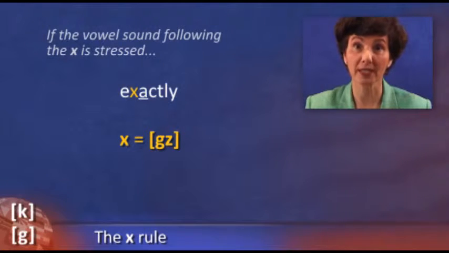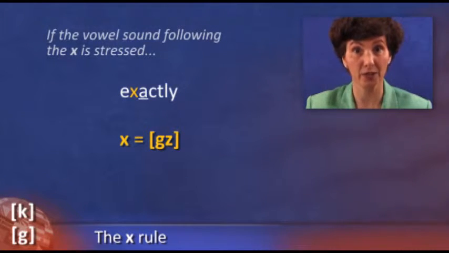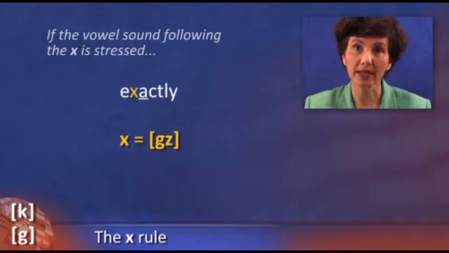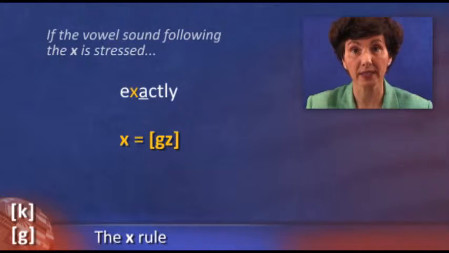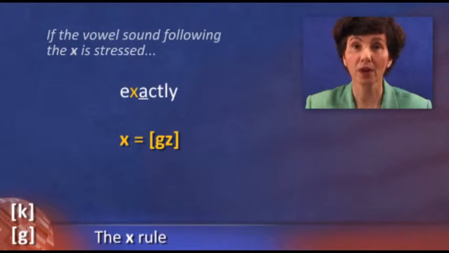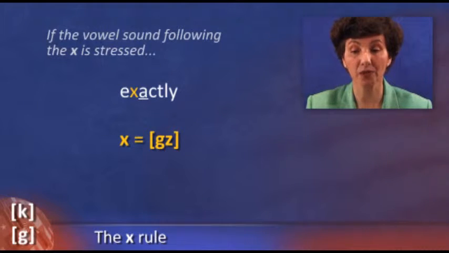The first part of the rule says this. I'm reading from the slide, and you can follow. If the vowel sound following the letter X is stressed, the letter X is pronounced gz. Okay? So I've underlined here on the slide what I mean by that. Here we have the first word, exactly. Can you hear that? Exactly. Why? Because the sound following the X is stressed.